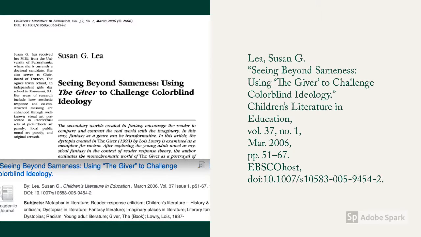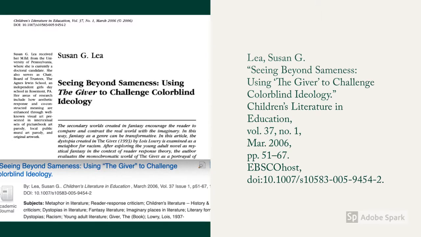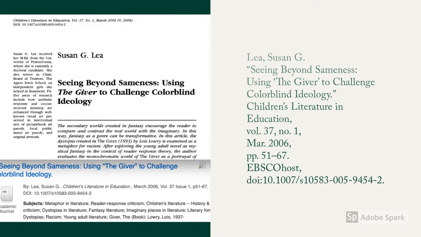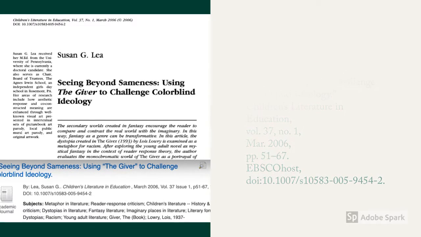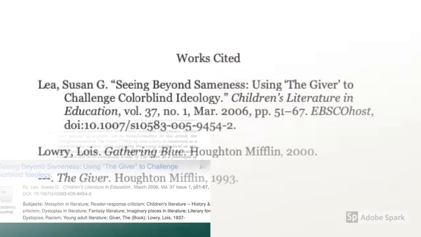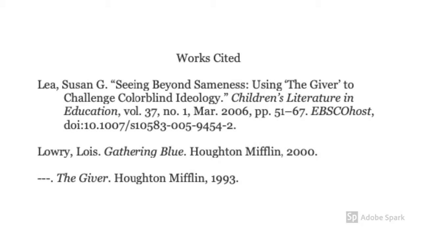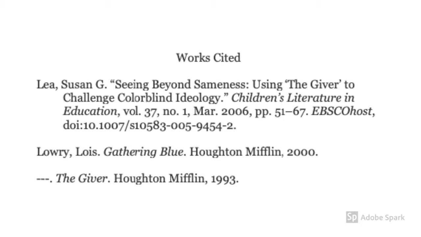The page numbers can be found by looking at the actual article, but they are also given in the article listing in EBSCOhost. The DOI number is found in both places as well. Since a DOI links to a permanent version of the article, we don't need to list our date of access here. Once we have formatted all of our information correctly, we can add this to our Works Cited page.